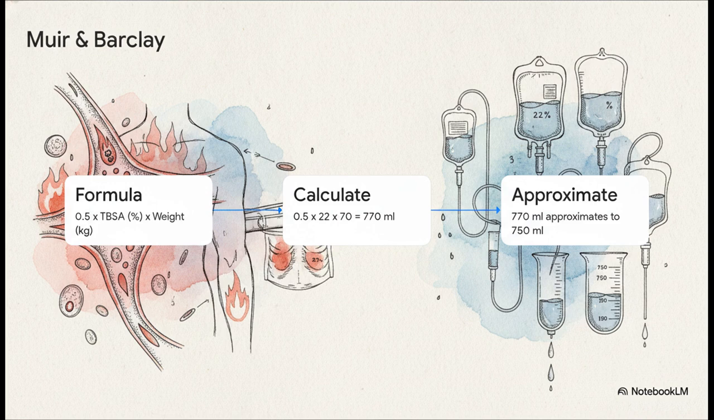Let's walk through the Muir and Barkley formula, which systematically addresses those massive capillary plasma shifts. You take 0.5, multiply it by the burn percentage of 22, and then multiply that by the patient's weight of 70 kilos. That equals 770 milliliters, which practically approximates to 750 milliliters of plasma for that ultra-critical first 4-hour block.